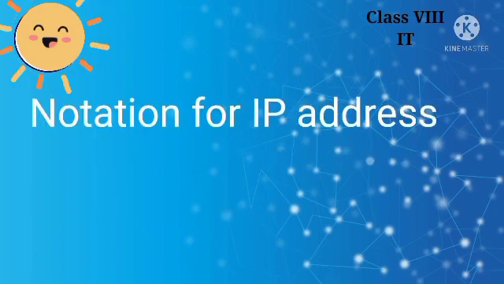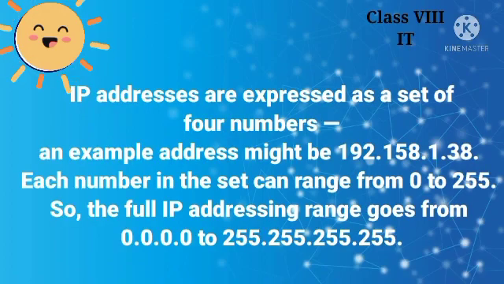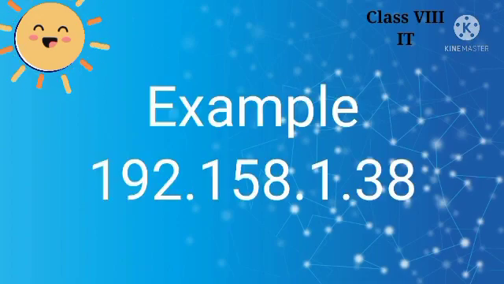Notation used for IP address. How can we represent an IP address? An IP address can be represented using a set of 4 numbers. An example may be 192.158.1.38. It includes 4 sets of numbers. Each set can range from 0 to 255. In between we have to use the dot notation. This is the example of an IP address.